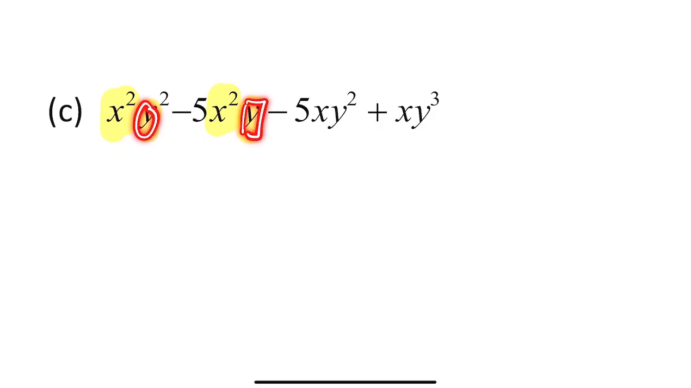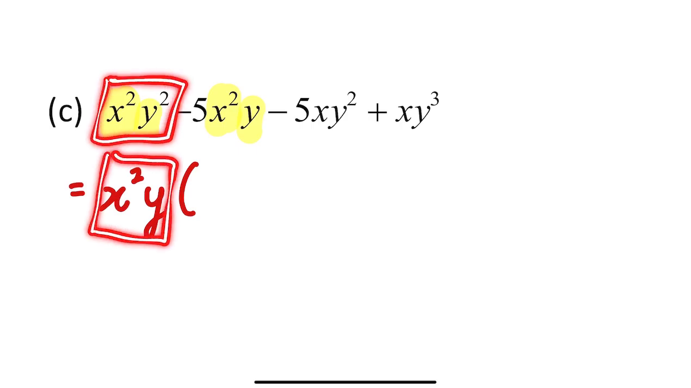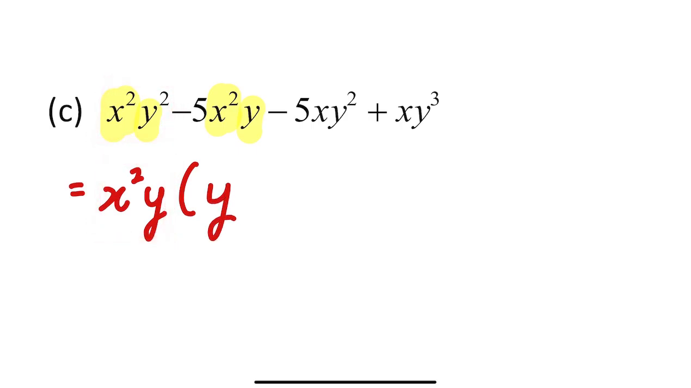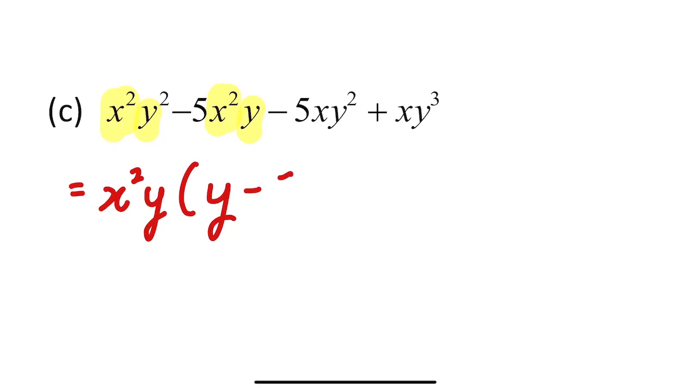Okay, let's do the first two terms first. I take out x squared y. First term, I have x squared y squared. If I take out x squared y, I'm left with y. Second term, negative 5x squared y. If I take out x squared y, I'm left with minus 5.